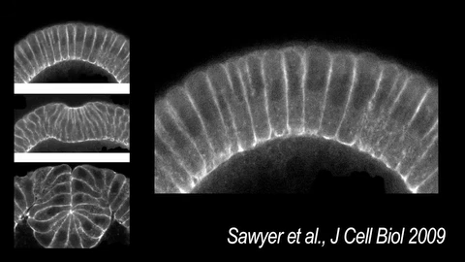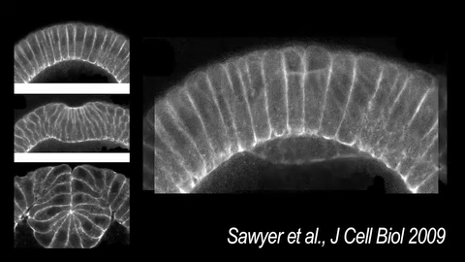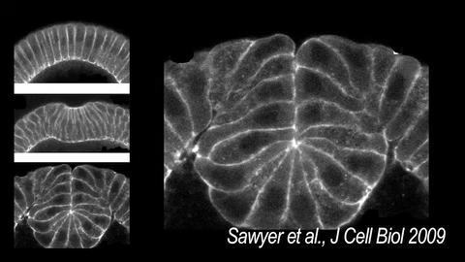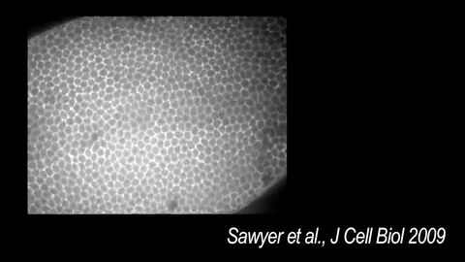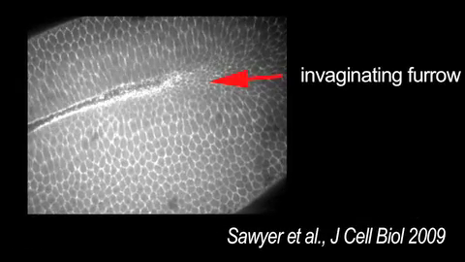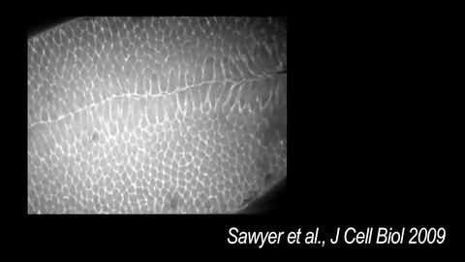During gastrulation, a strip of epithelial cells on the ventral surface of Drosophila embryos undergo apical constriction, shrinking their apical ends to become cone-shaped rather than columnar. The simultaneous contraction of these cells creates a long furrow in the tissue that invaginates to form the embryonic mesoderm.